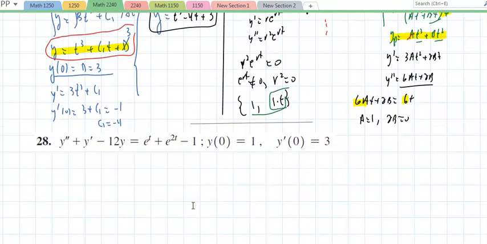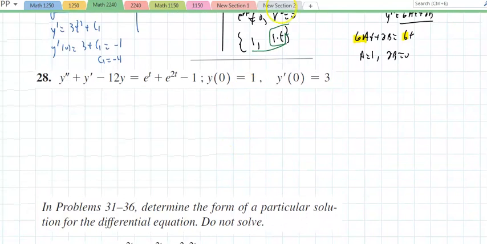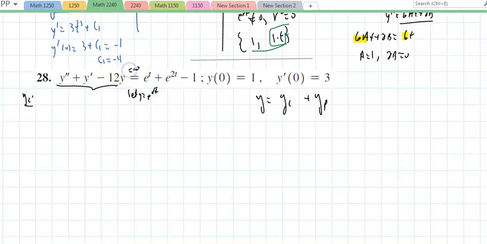And how about number 28? Same deal. Again, the beauty of this, I could do those individually. I'll show you what that means. If I look at this part, so y is going to equal the complementary plus the particular. Let's get the complementary out of the way. I'm going to let y equal e to the rt. Basically, I'm setting this equal to 0. y prime is r e to the rt. y double prime is r squared e to the rt.